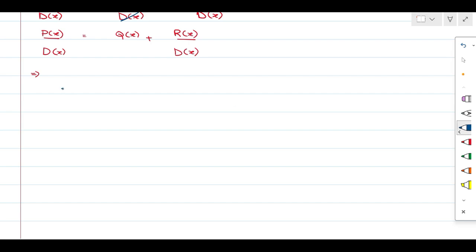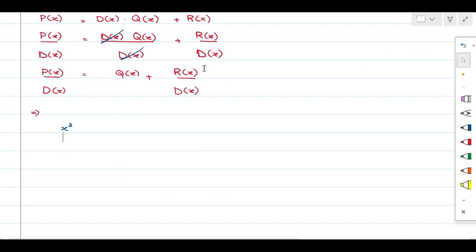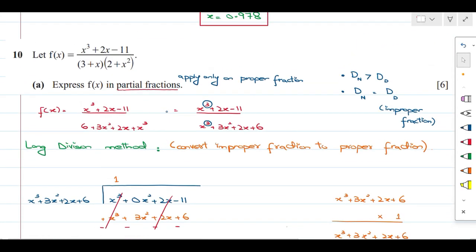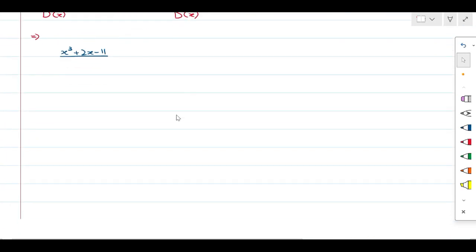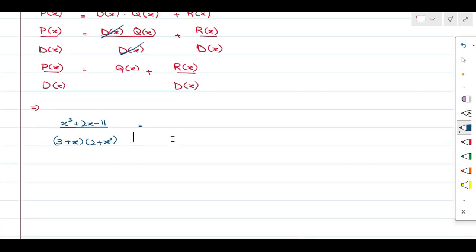So here we can say x cube plus 2x. This whole function is basically (x cube plus 2x minus 11) divided by (3 plus x)(2 plus x square), which is (3 plus x) into (2 plus x square). This is equal to, first write down the quotient.